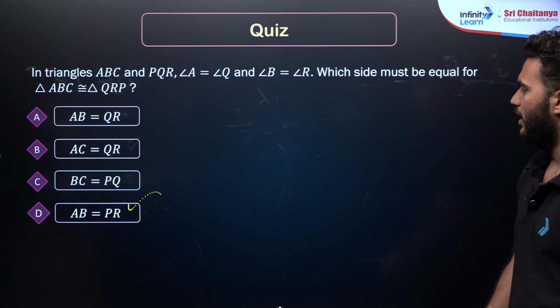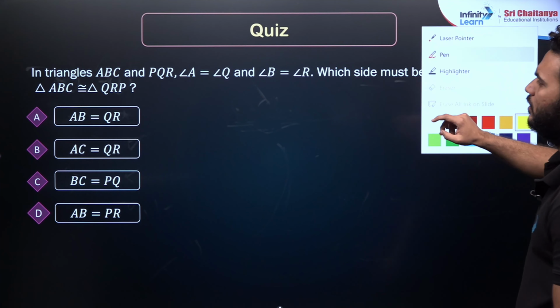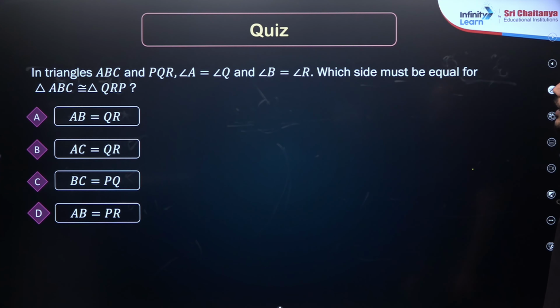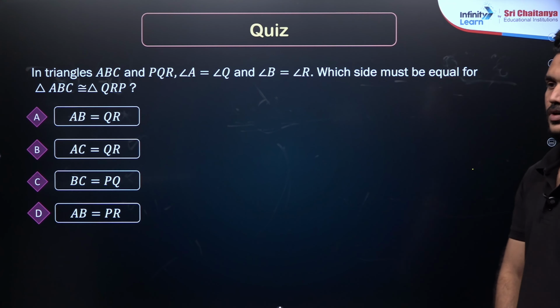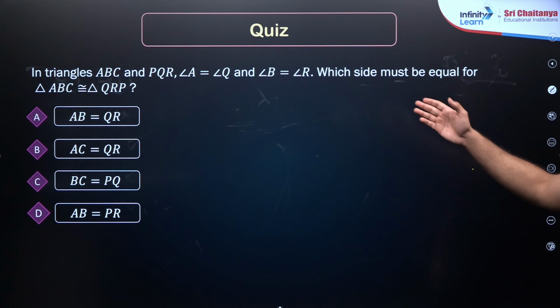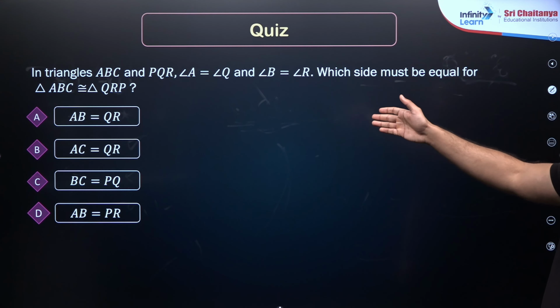Okay, this question. Have we done this question? If triangle ABC and PQR, angle A is equal to angle Q, angle B is equal to angle R. Which side should be equal to prove that these two triangles are congruent?